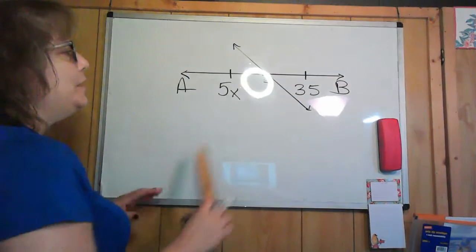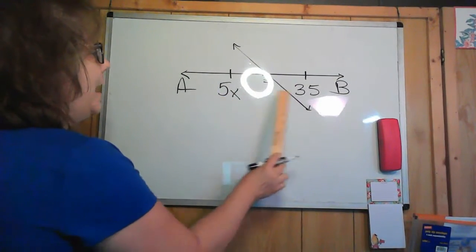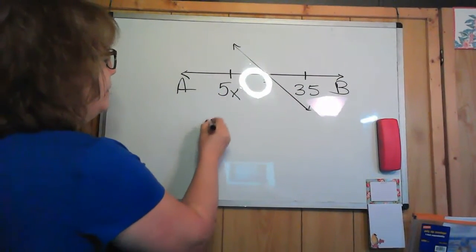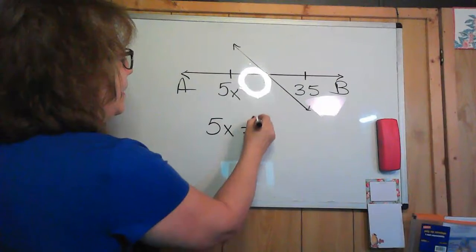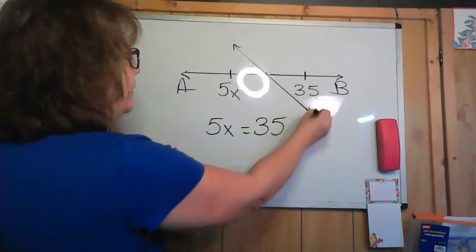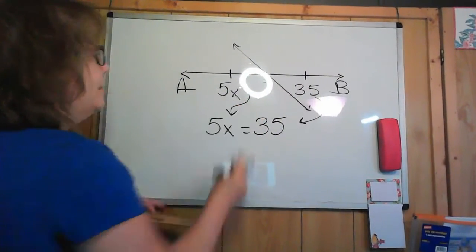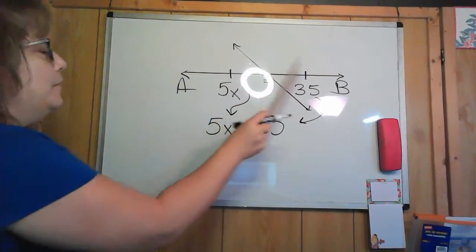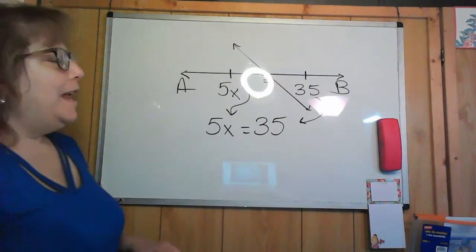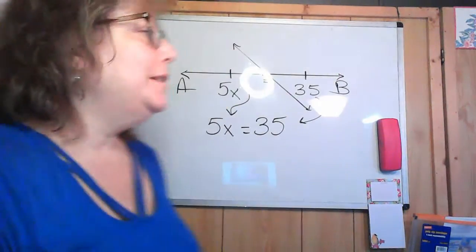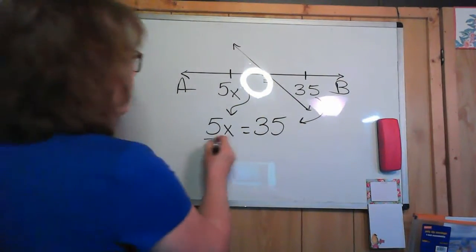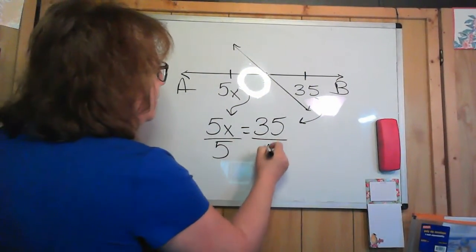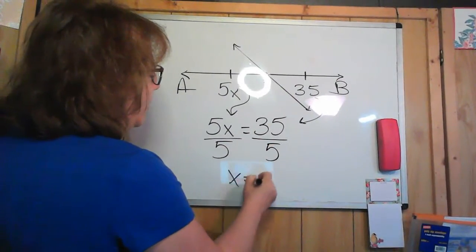And I'm going to use my algebra to solve that. I'm just going to transfer everything right down here. Because I know congruent, that means they're equal. And now I know how to solve and figure out what x is going to be. I'm going to divide by 5, and I come up with x equals 7.